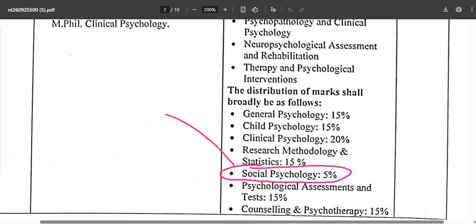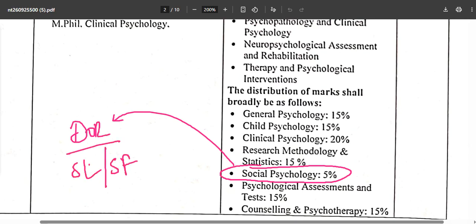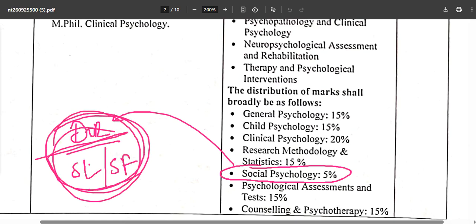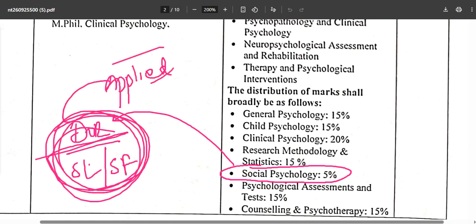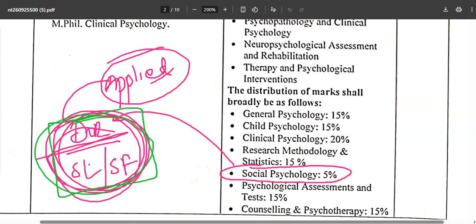Okay, so what they are going to ask, definitely there will be a question on diffusion of responsibility or social loafing or social facilitation. Even if you are prepared with all these topics thoroughly, they can also ask in the applied format, they can ask about that as well. And even if you prepare all these topics thoroughly, it will be enough.